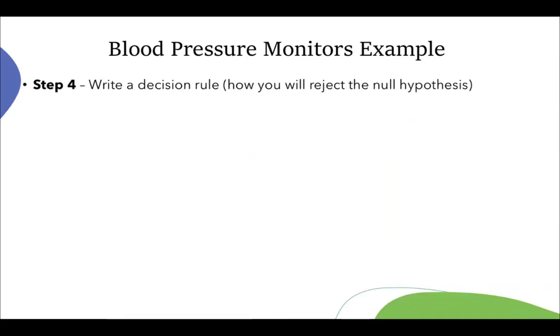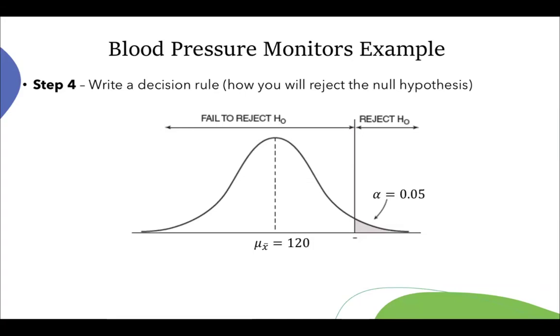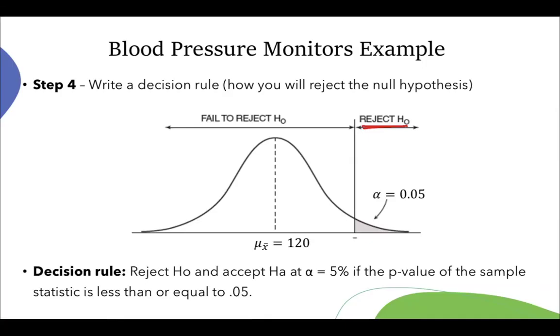Step 4, we're going to write a decision rule. This decision rule tells us how we will reject the null hypothesis. So here's that picture again, this very important picture, and rejecting the null hypothesis is on this side, and we can reject the null hypothesis if our p-value, when we calculate it, comes out to be less than alpha. So we're going to write that. Reject the null hypothesis, reject H0, and accept HA. That's a conclusion.